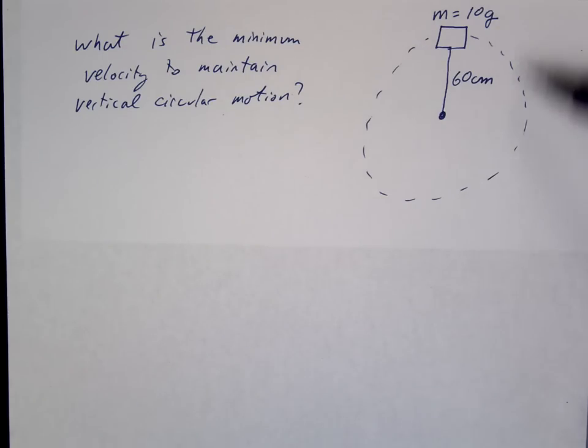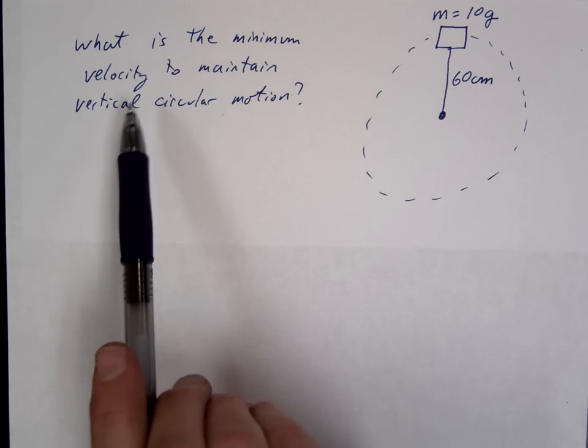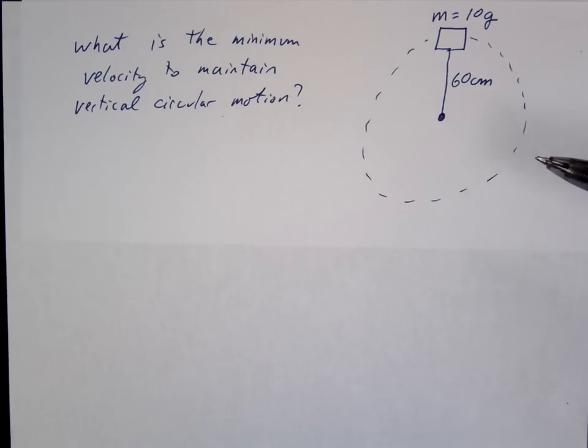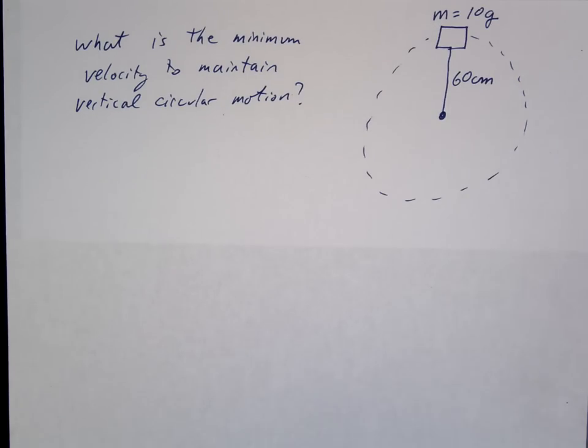Okay, so again, we have our stopper going in a vertical circle. We want to know what's the minimum velocity to keep it in that circle so it doesn't fall. Just like always, our first step is going to be to do what? Draw the free body, right? So we're going to draw the free body at the top of the loop.